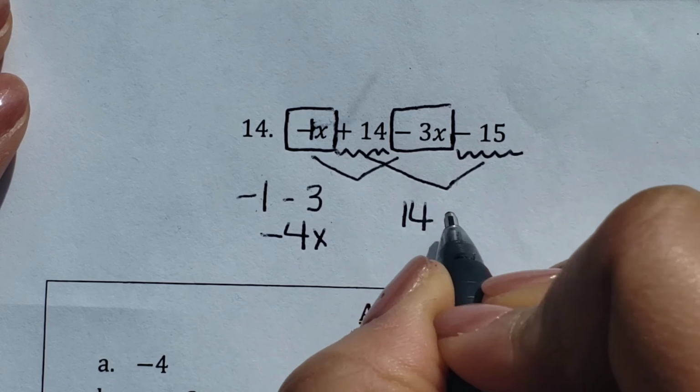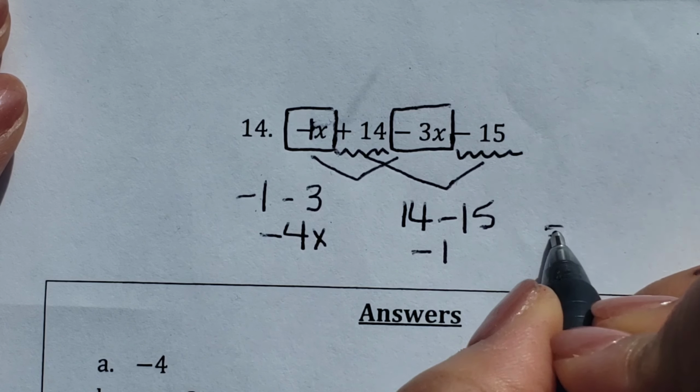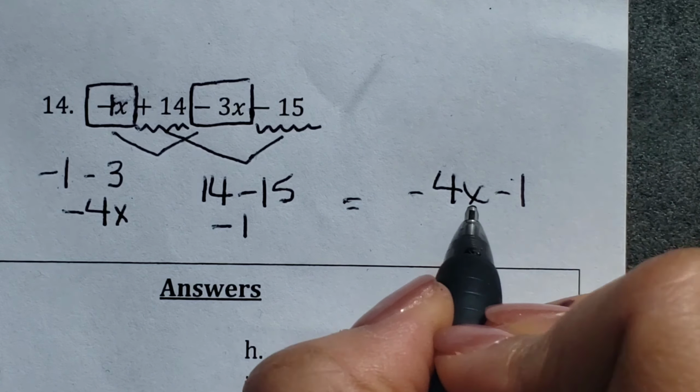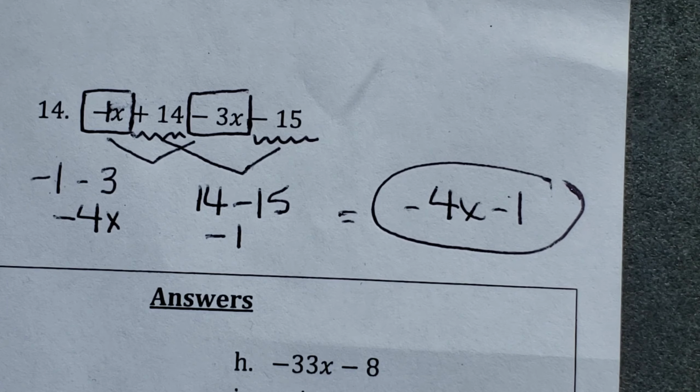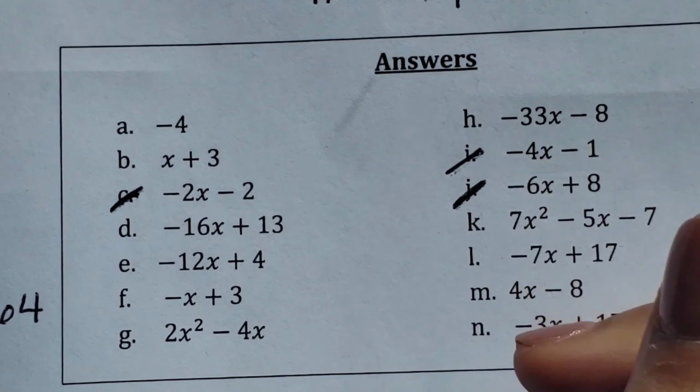Next, I'm doing 14 minus 15, which is going to give us a negative 1. And I'm going to pair those two together. So negative 4x minus 1. And then as we see, we look down, and I is our answer, negative 4x minus 1.